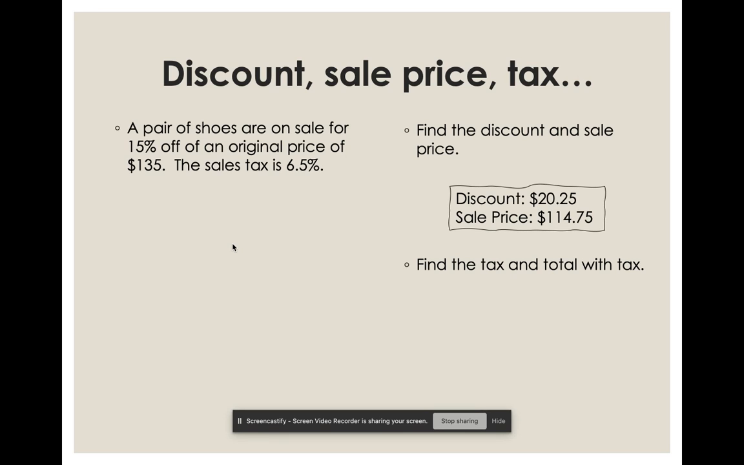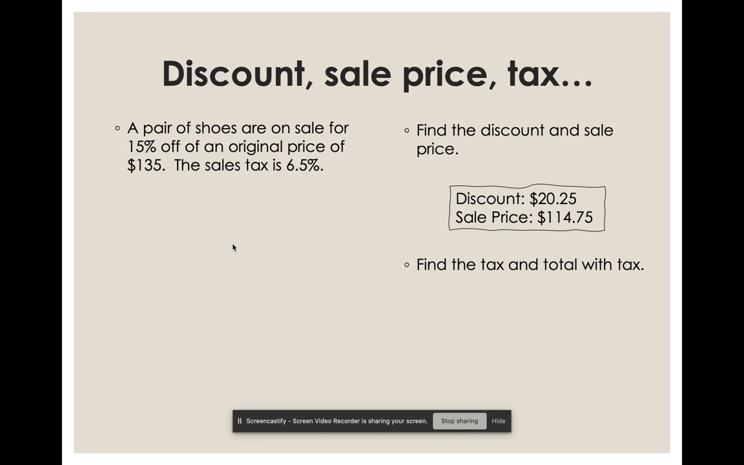The discount for the shoes would be $20.25. Again, discount is subtracted. So we're going to take the original price, which was $135, and subtract the discount of $20.25, which would give us $114.75. That is your sales price.